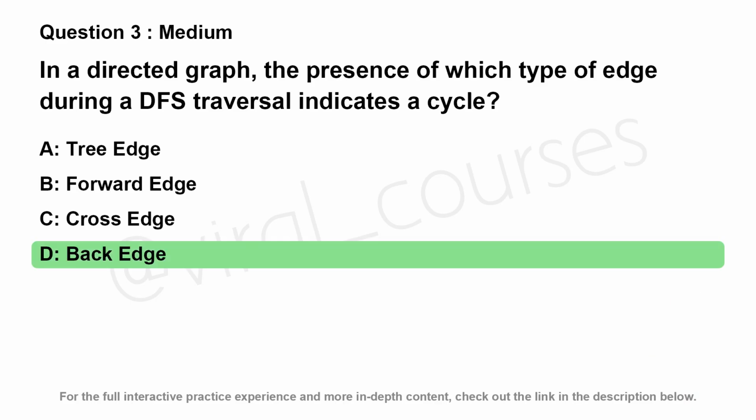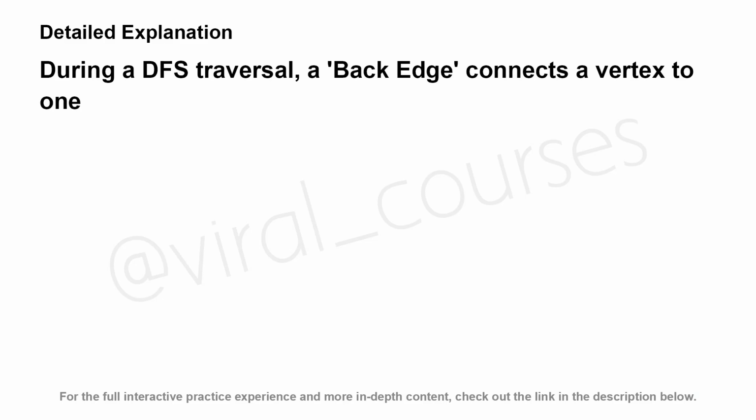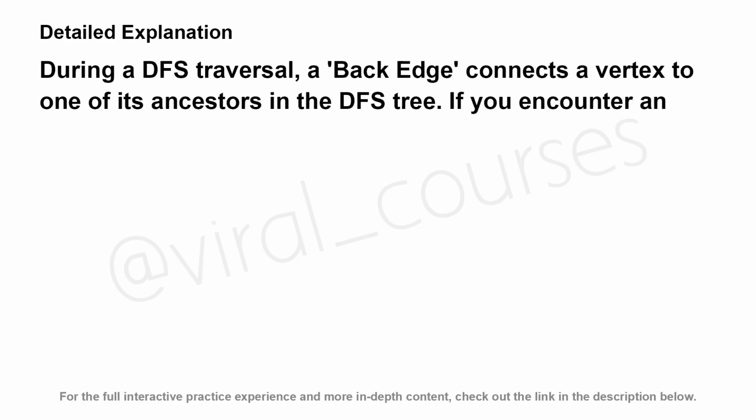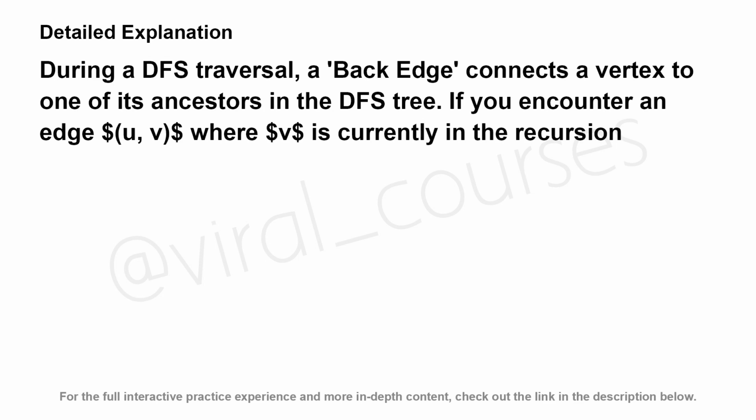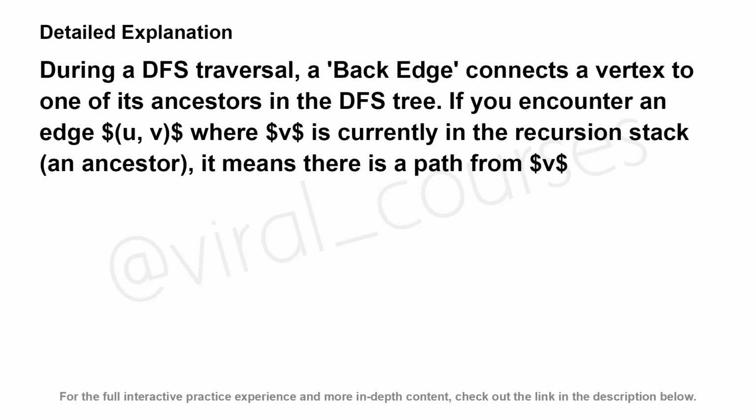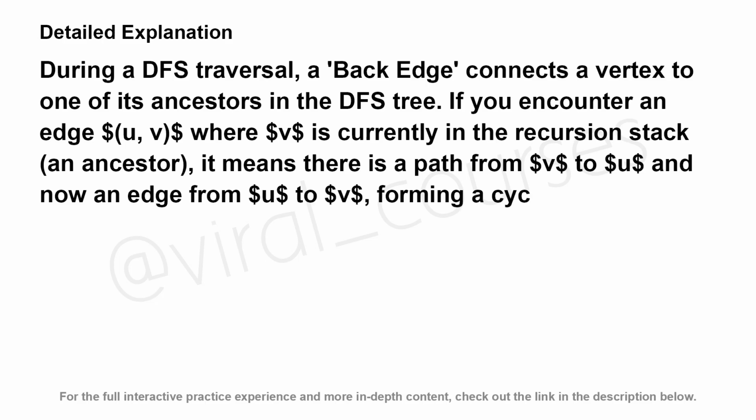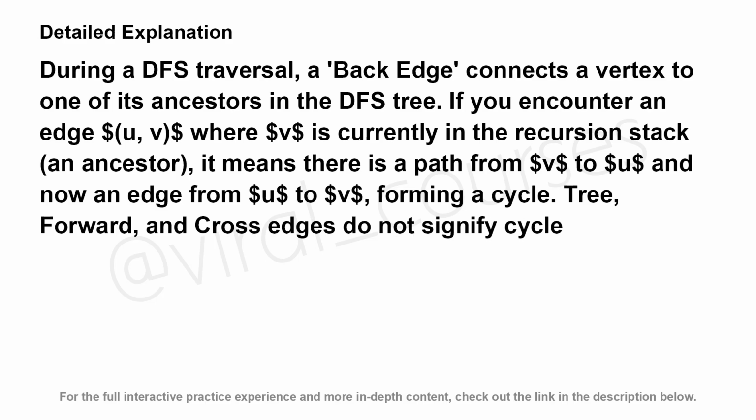The correct answer is D. During a DFS traversal, a back edge connects a vertex to one of its ancestors in the DFS tree. If you encounter an edge (U, V) where V is currently in the recursion stack, an ancestor, it means there is a path from V to U, and now an edge from U to V, forming a cycle. Tree, forward, and cross edges do not signify cycles in directed graphs.